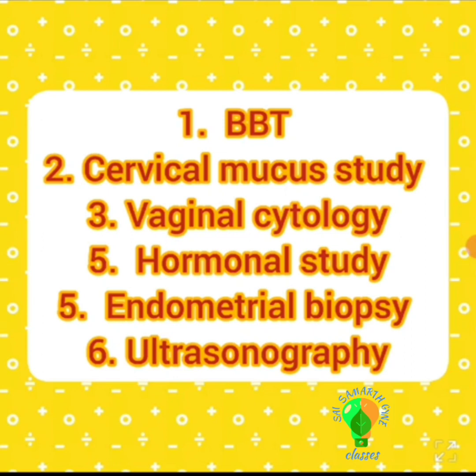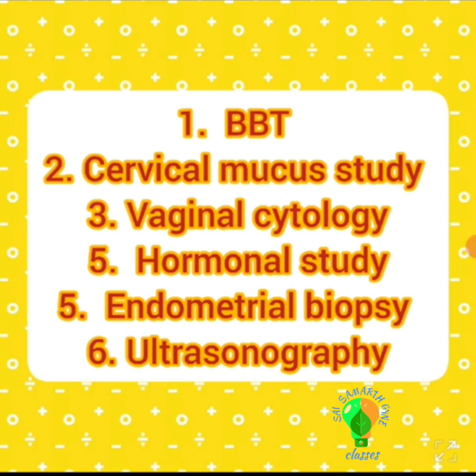The next point is endometrial biopsy. How are you going to find out? Through endometrial biopsy. Biopsy is performed usually in the premenstrual phase, and at that time the histopathology should show secretory phase in the endometrium, and if it is the secretory phase, it is a sign of ovulation.